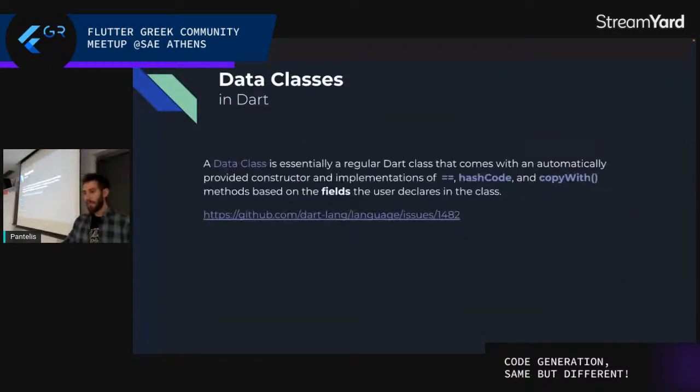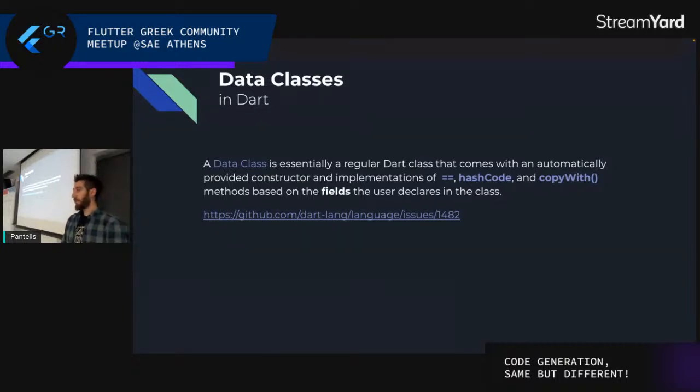Okay, so in Dart, a data class is essentially a regular Dart class that comes with an automatically provided constructor and implementations of equals operator, hash code, and copy with functions, all based on the fields that the user declares in the class. So this definition was taken from the Dart lang repository. I suggest you go there and see more stuff because this is really interesting.